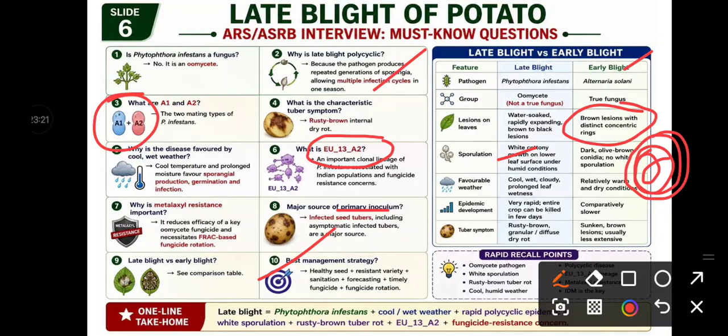Then epidemic development. For late blight, it is very rapid. The entire crop can be killed in a few days, whereas the early blight is much slower. So the major losses are due to the late blight, not due to the early blight. Then tuber symptom. On tuber, rusty brown granular or diffuse dry rot will be seen in late blight, whereas in early blight, sunken brown lesion, usually less extensive. Okay, this is the key difference between late blight and early blight of potato.